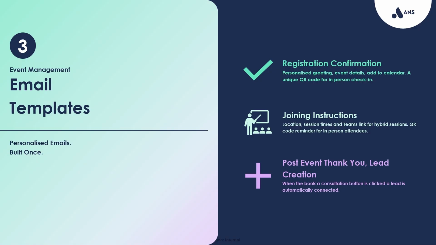Section number 3 is email templates. Sarah has already built 3 of them. She's built a registration confirmation that fires immediately upon submission. It has Jamie's name, the event details, and an add to calendar button, and also a unique QR code generated specifically for his registration for an in-person check-in.